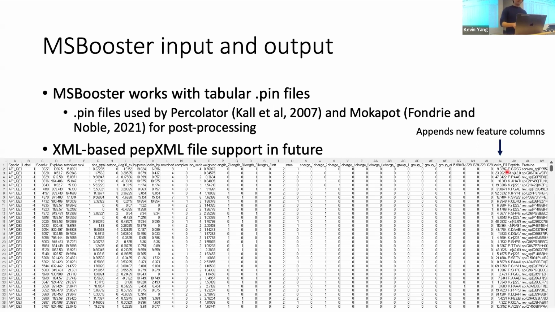Pin files are a very popular feature format because not only are they human readable, they are used by Percolator and other tools like MokaPot, which is an extension of Percolator that gives you more deep learning or machine learning models to use. So that's what we use for processing these pin files. In the future, there are also these XML-based pepXML files that people often use. I haven't fully supported that yet, but that's also in the works if people want to use that for their pipelines.